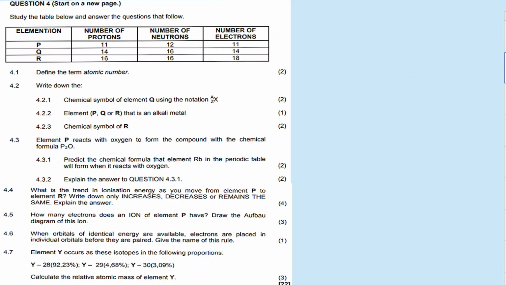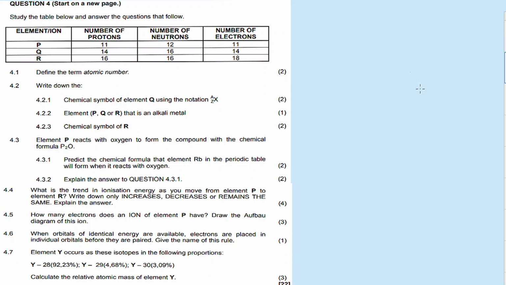Okay, now we know that the number of protons must be the same as the number of electrons. Protons must be the same as electrons. But check out this one, element R: 16 protons, here it's 18. We'll discuss that a little later, I was just pointing that out. But it's not necessary that the number of protons be the same as the number of neutrons. That's why we have relative atomic mass, because of the different number of neutrons.